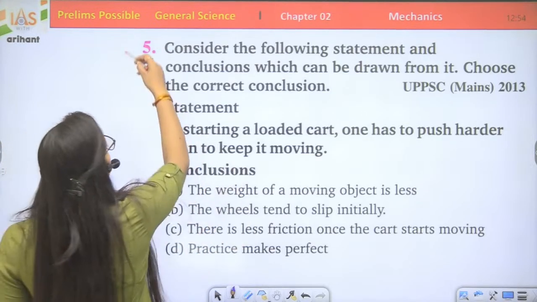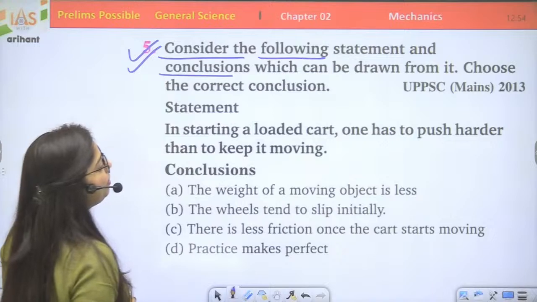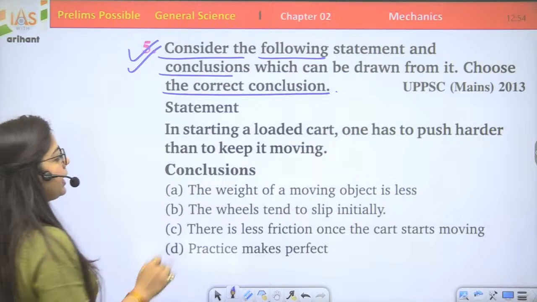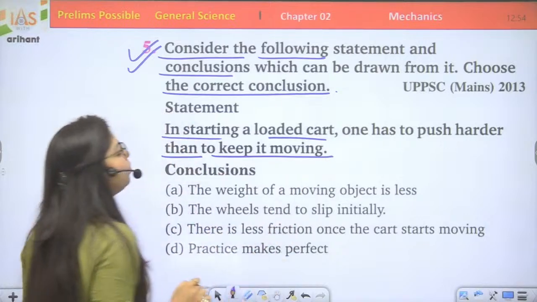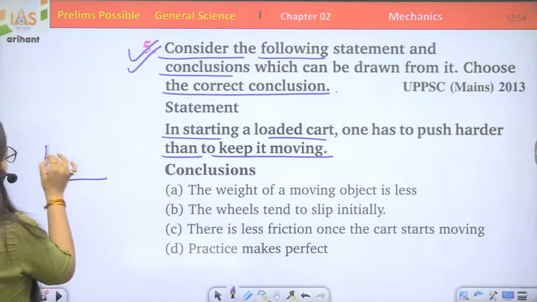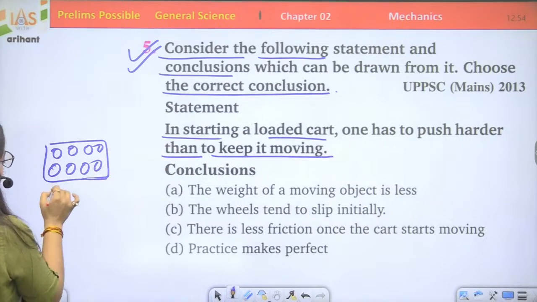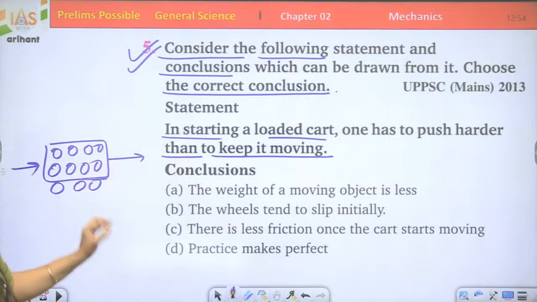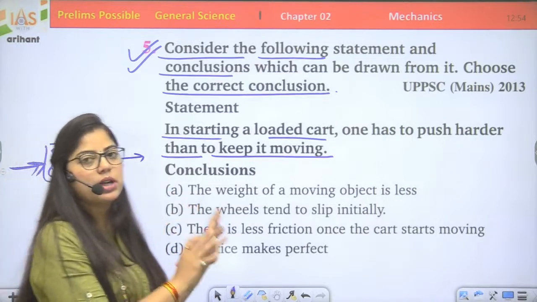Question number 5. Consider the following statement and conclusions which can be drawn from it. Choose the correct conclusion. The statement is: in starting a loaded cart, one has to push harder than to keep it moving. If we are going to start a loaded cart, this is the loaded cart, right? There is so much stuff in this cart, and someone has to push harder to start this cart, right? Someone has to push so much harder to start this cart.